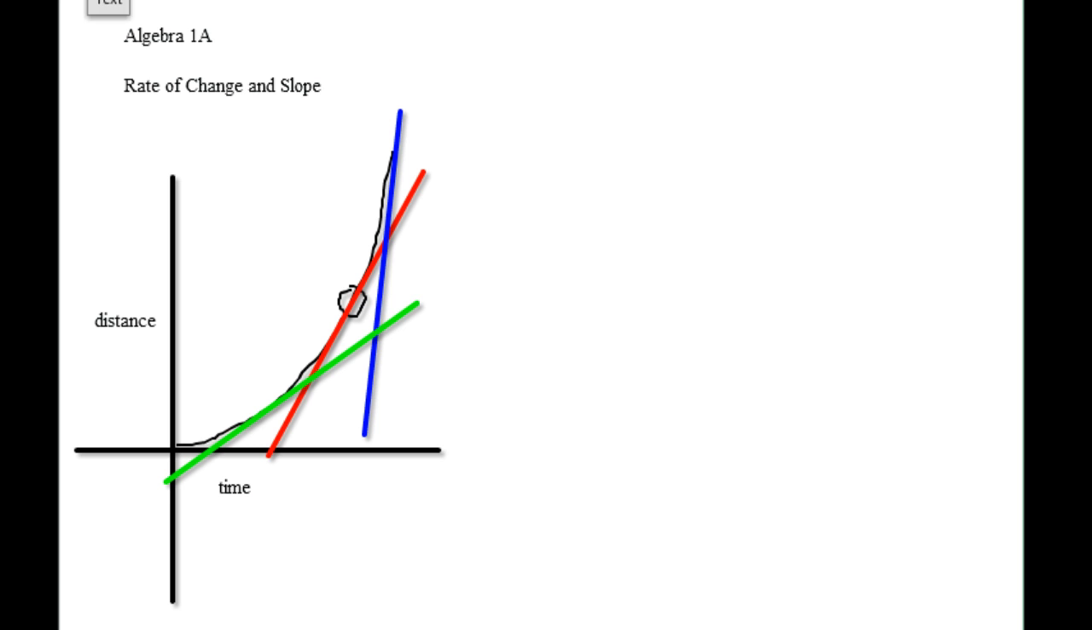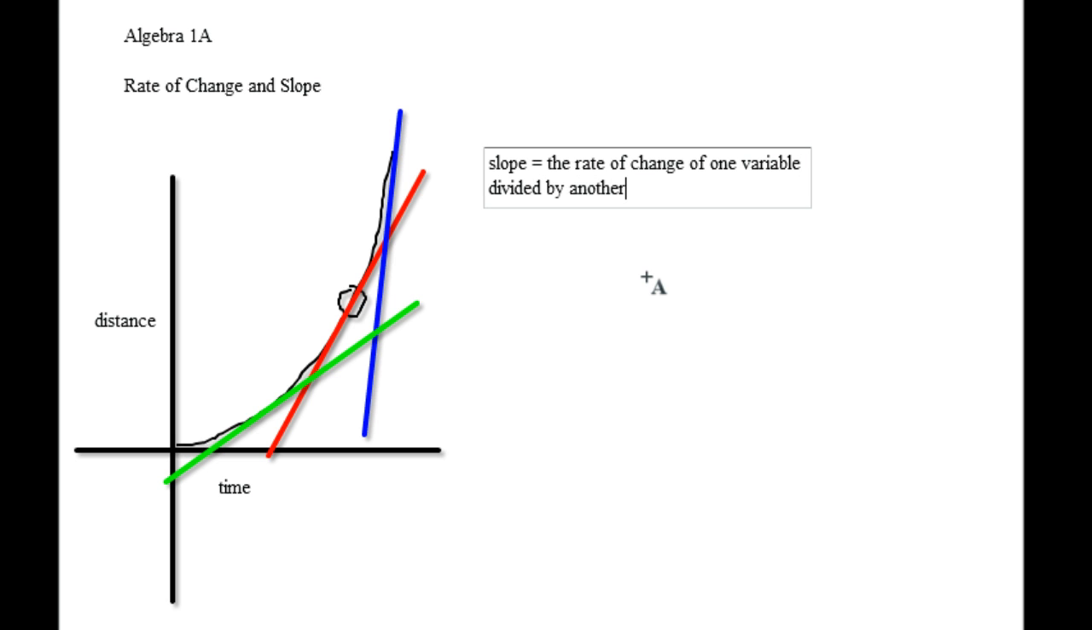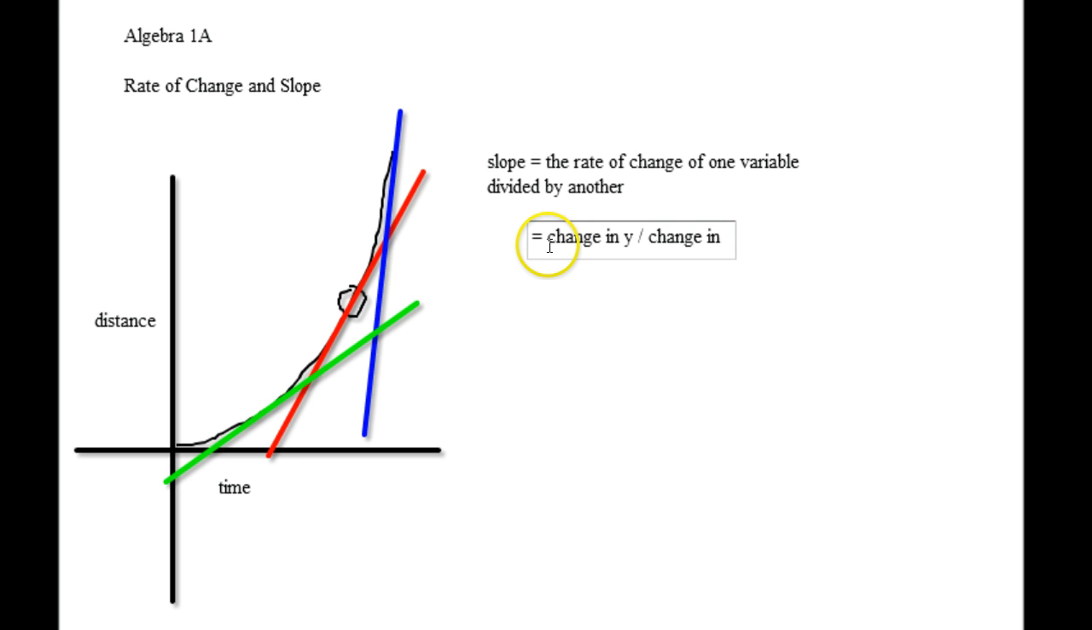Now, the reason why I'm talking about this beginning calculus to you as beginning algebra students is because this stuff all involves the same thing, and it's slope. And slope is the rate of change of one variable divided by another. Okay? Slope is also equal to the change in y divided by the change in x. Something as simple as that.